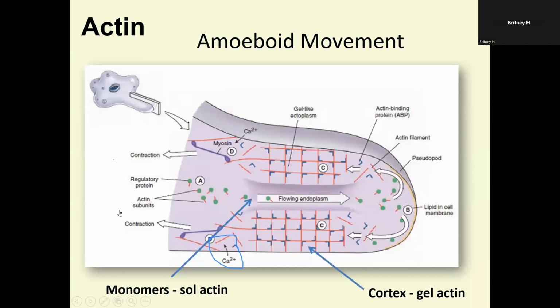Okay, so that was cell crawling. We're all done with cell crawling. Don't confuse that with this. This is the other type of non-muscle cell movement, which is a lot simpler, I think, than cell crawling. And it's just amoeboid movement.